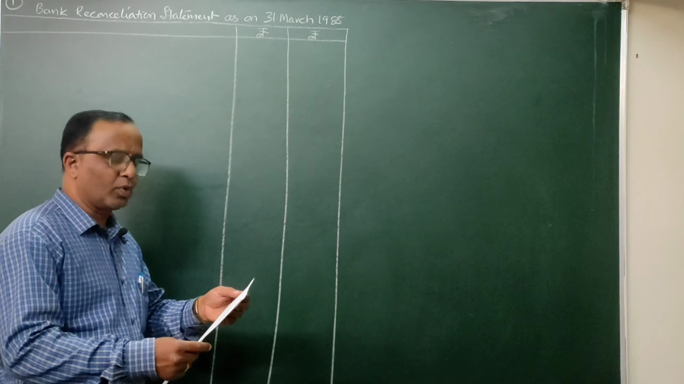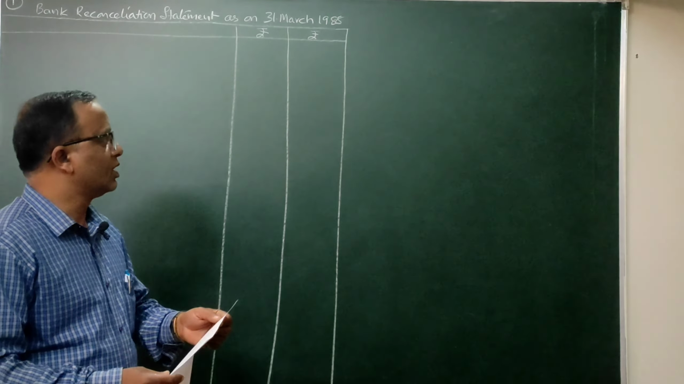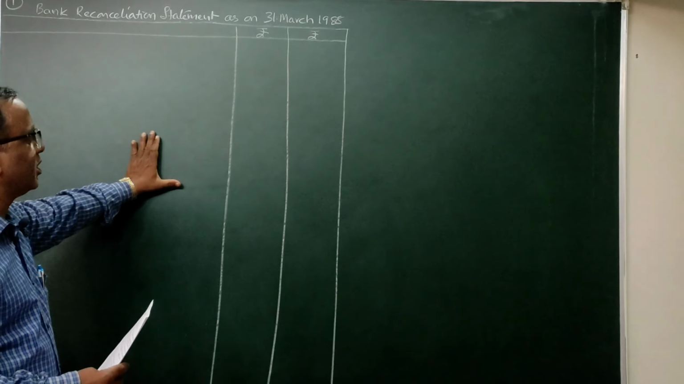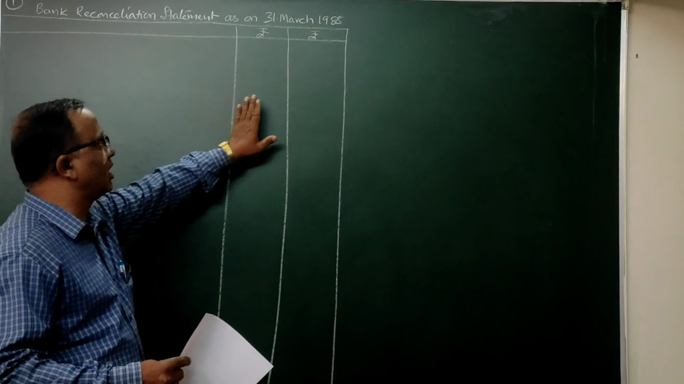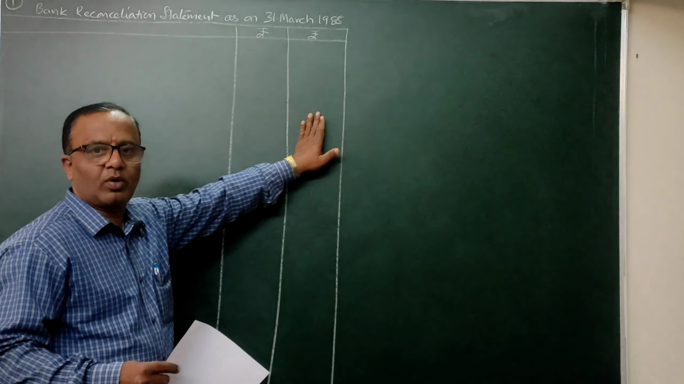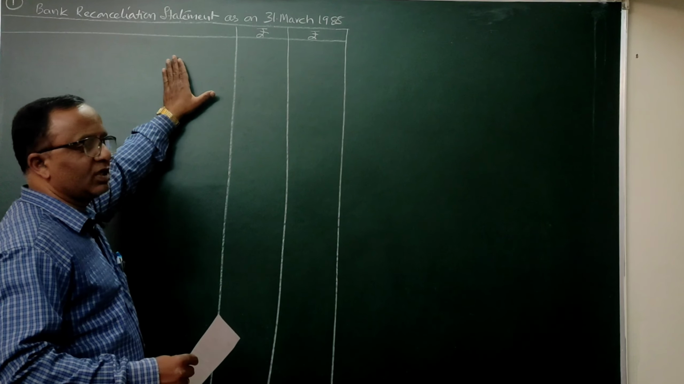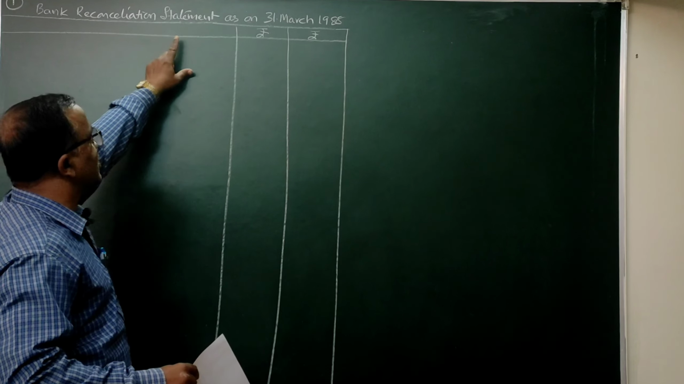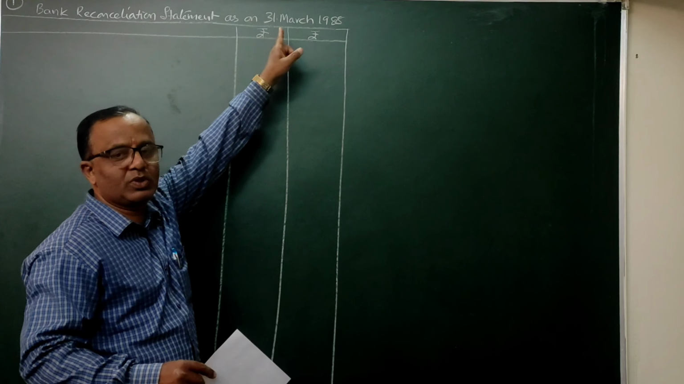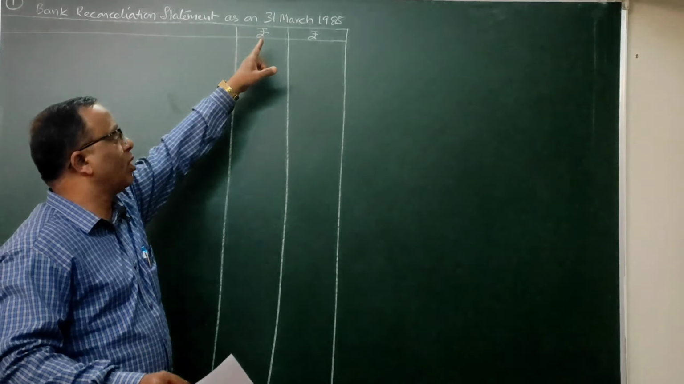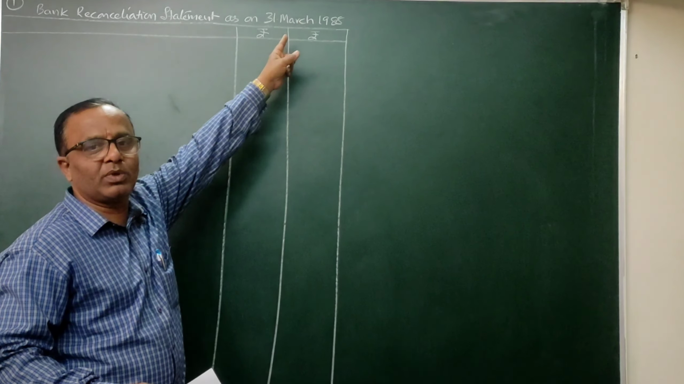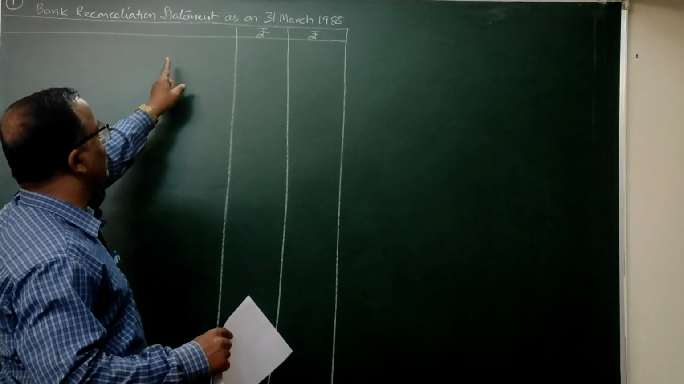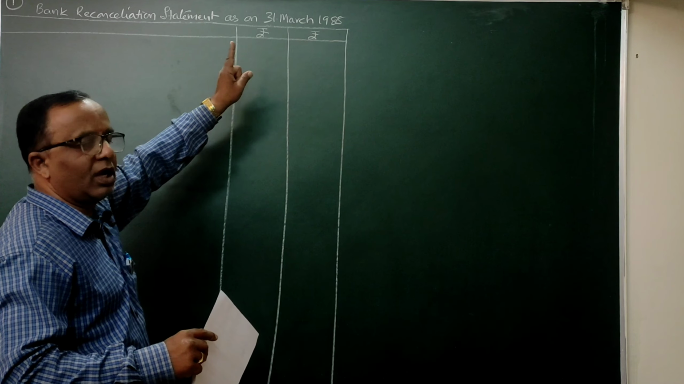See, the first problem reads something like this. Whenever we are doing BRS, our ruling will be of this particular type. Here, this is the particulars, whereas this is the inner column, outer column for writing amounts. This BRS will be prepared as on one specific date, so our title will be Bank Reconciliation Statement as on one specific date. In the problem, he will be giving us on which date we are doing the BRS, so that particular date we are going to write here. So we are doing the BRS on 31st March 1988.